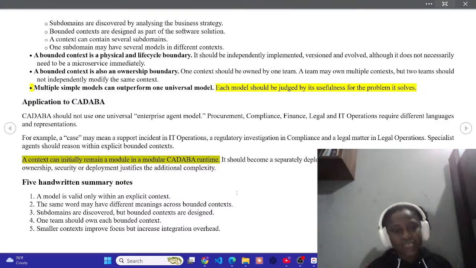Operate within the domain knowledge that you have gotten. Do not mix a particular domain knowledge with another domain knowledge. Do not operate outside the boundary of a particular domain that you are currently working on. So small context improves focus, but increases integration overhead.